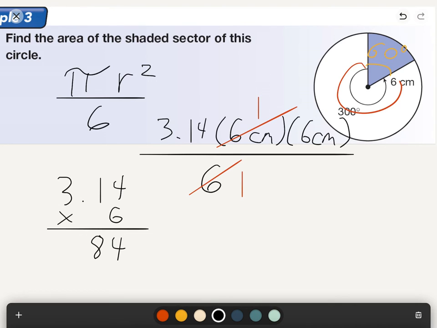And just to be a little bit spoilery, it gets you to 18 and 84 hundredths square centimeters.